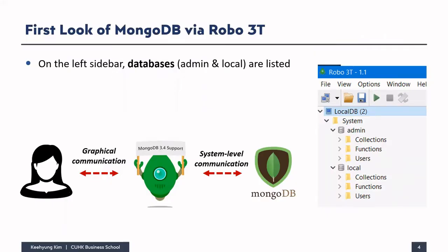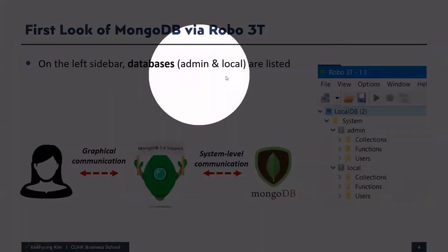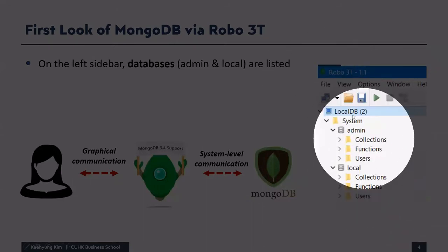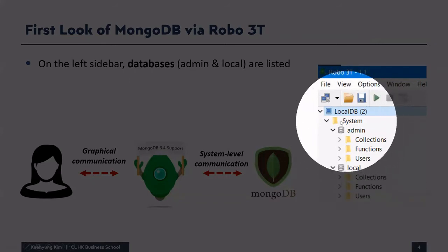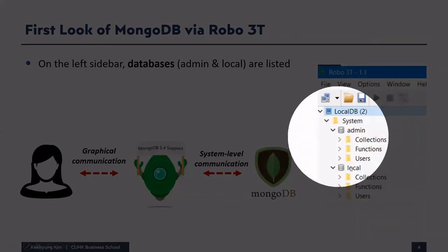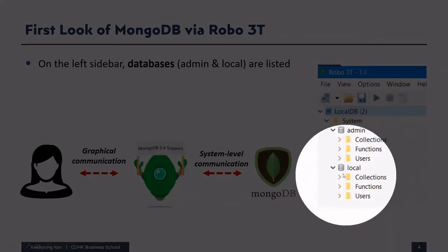If you connect correctly, then as I told you, on the left sidebar you will see the list of databases you have inside your MongoDB server. Currently, by default, you have a system folder, and inside the system folder something like the admin database and the local database.